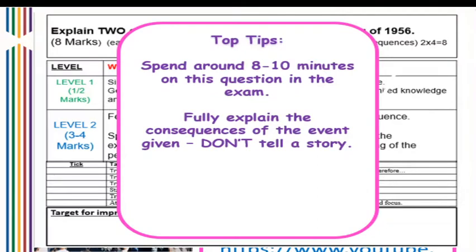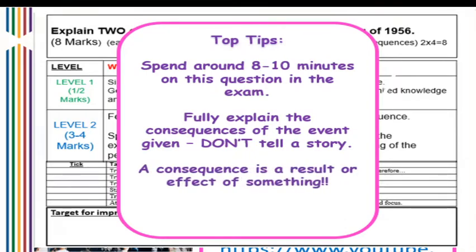Fully explain the consequences of this event. So don't tell a story. So, for example, for this one, don't just tell me a story of what happened in the Hungarian uprising. That's not going to get you many marks because they want to know consequences. Okay, so when you're thinking about what a consequence is, it's a result or effect of something happening. So think about what were the results of the Hungarian uprising or what were the effects of the Hungarian uprising. Okay, so don't just tell a story of what happened.